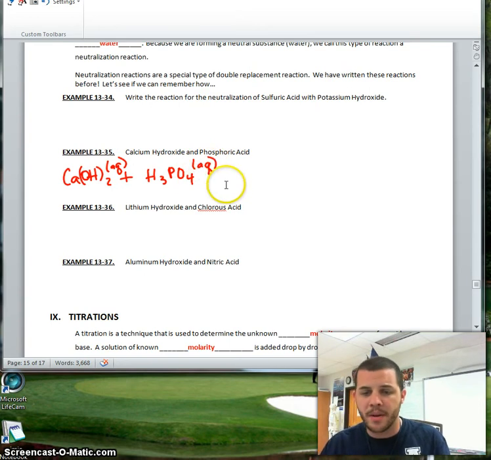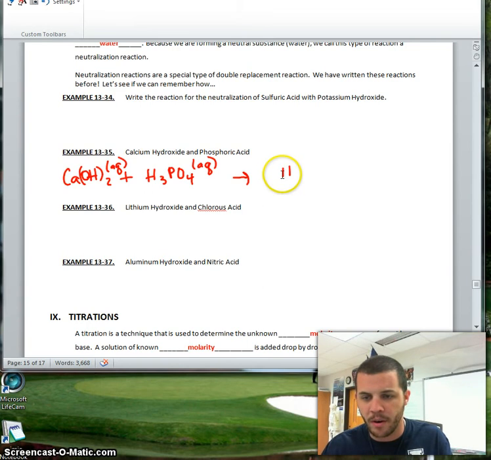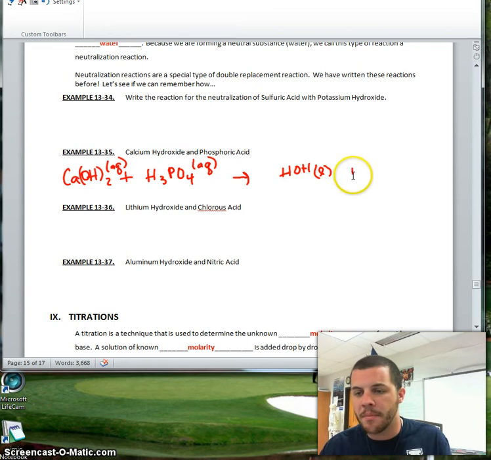So what's going to happen here is that a double replacement reaction is going to occur, and my calcium is going to switch places with hydrogen. Well, if you notice, your hydrogen is going to be paired up with hydroxide. Hydrogen hydroxide is water. Okay, so there's one of our products, HOH, which is water, which is a liquid.